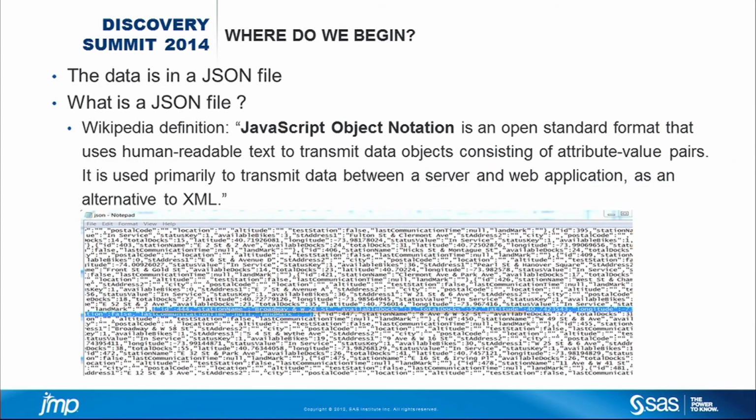What is a JSON file? It's a JavaScript object notation. So it's used instead of XML, and it's an attribute value pair, and it's in a human readable form. I put this up because this is very important. This is this file, and there's no commas or white space or anything. So first off, we had to start with, well, how do we dissect this file and make it readable and then be able to bring it into JMP?